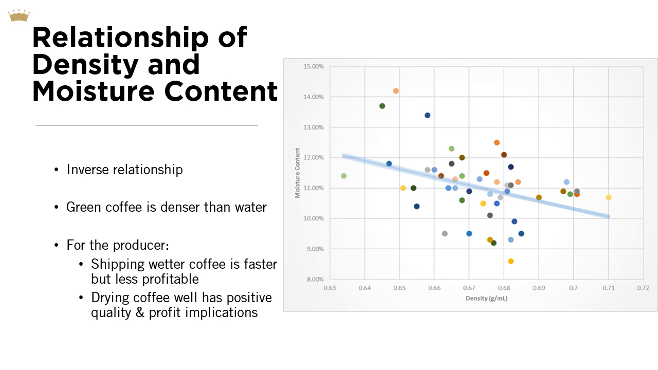So I think the takeaway here is that for the producer, shipping wet coffee is faster. You can get it off those drying tables more quickly and clear up space. But ultimately, that coffee is going to be of lower density and overall of lower value. And we'll get into the implications of moisture content in the next session. However, conversely, drying coffee well has positive implications for both the quality of the product as well as the overall profit.